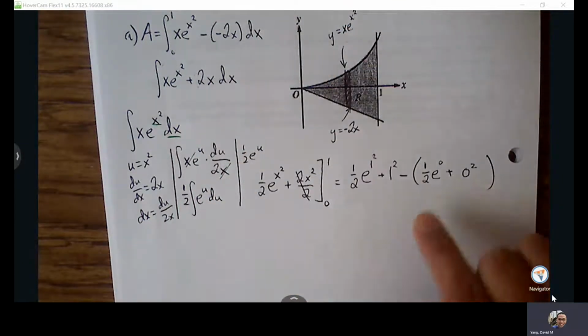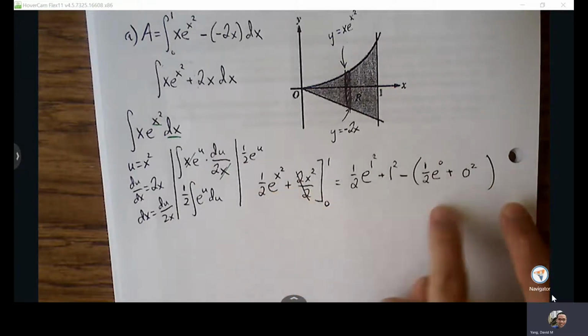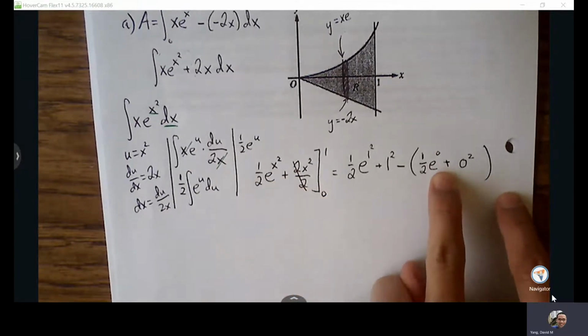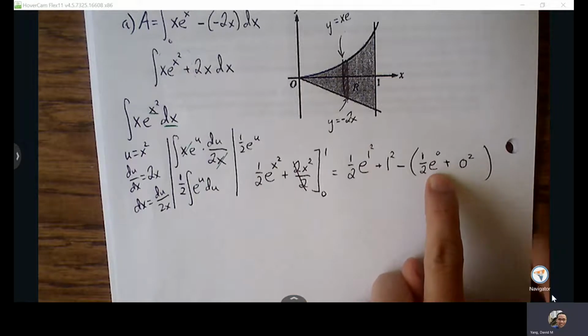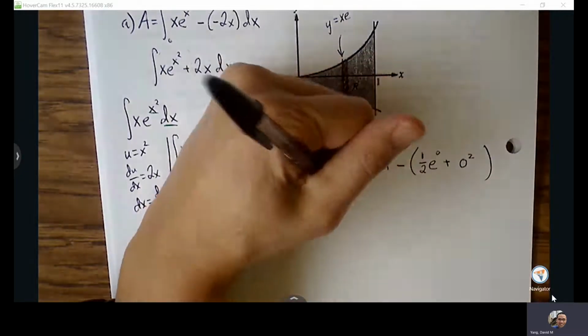Okay, like in this case, right? If I insert 0 in for x, I get 1/2 e to the 0 squared, and what's e to the 0? Yeah, e to the 0 is 1, right? E to the 0 is not 0. So 1 times 1/2 is 1/2. So there's still 1/2 left over.